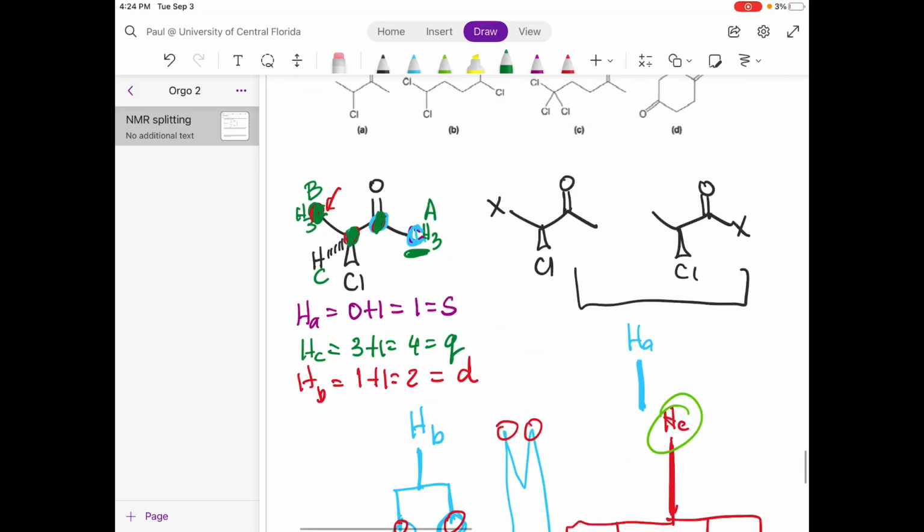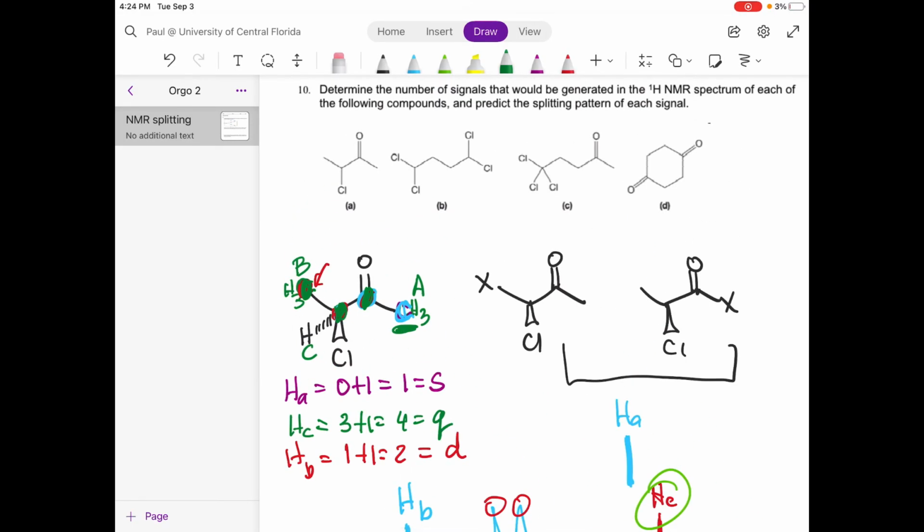Okay? So annotate that on your molecule and make sure you say how many signals there are and their splitting patterns. Okay? So let's go to the next one.